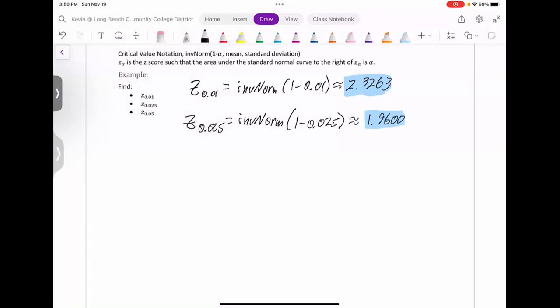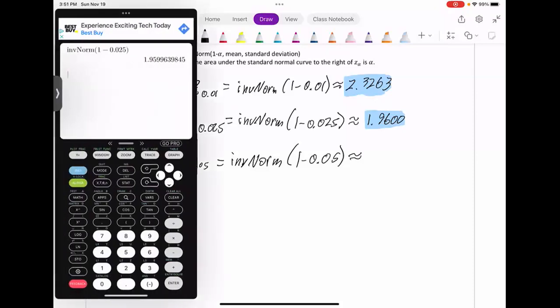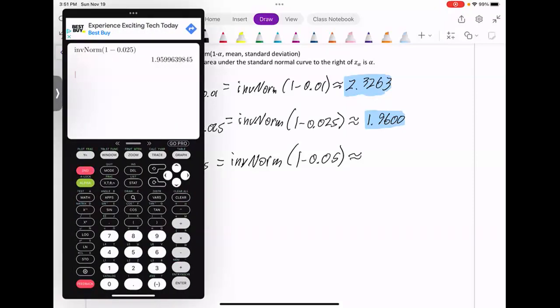And for the last one, we're going to get inverse norm, 1 minus 0.05. Let's see what we get. Second, distributions, inverse norm of 1 minus 0.05. It's about 1.6449.